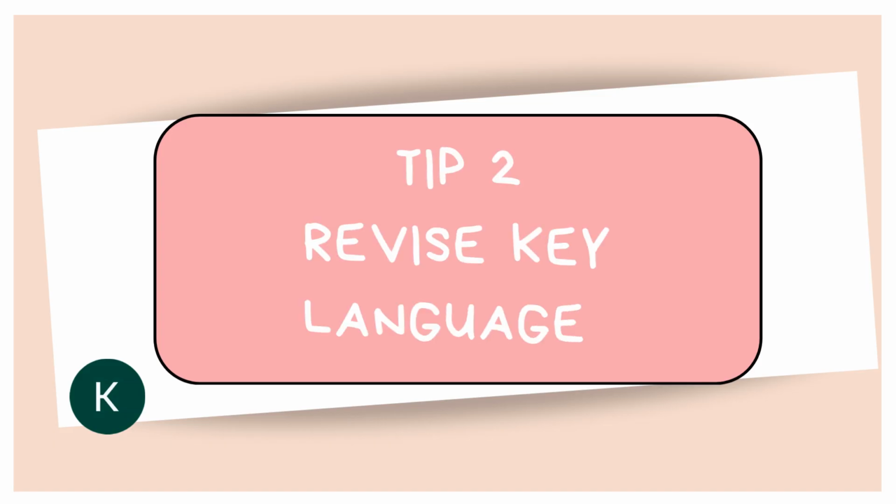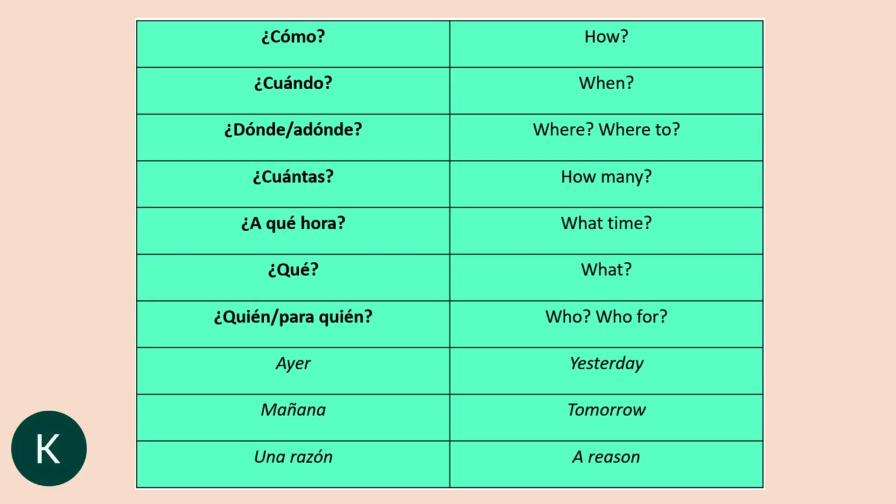Tip 2. Revise key language. On your role-play card, you will most likely come across some question words. So make sure you are familiar with these different question words in bold. We've got cómo, how, cuándo, when, dónde or adónde, where or where to, cuántas, how many.